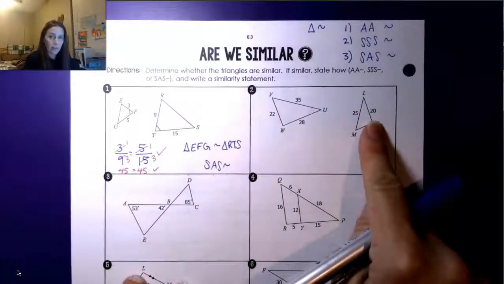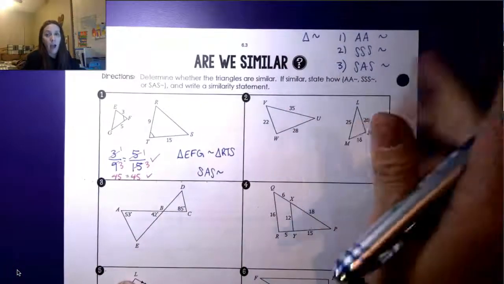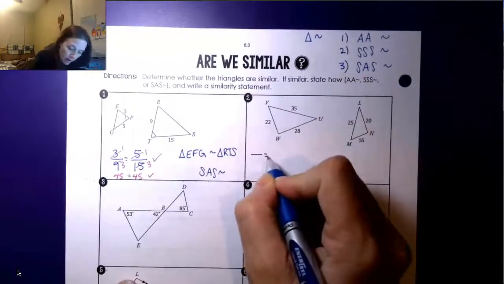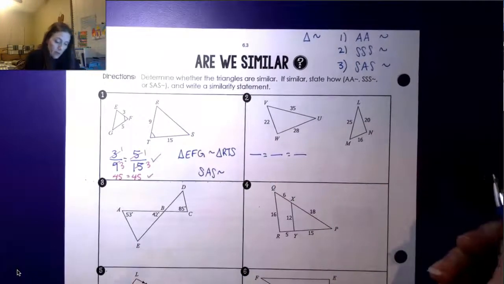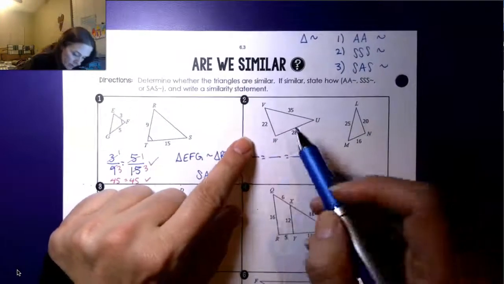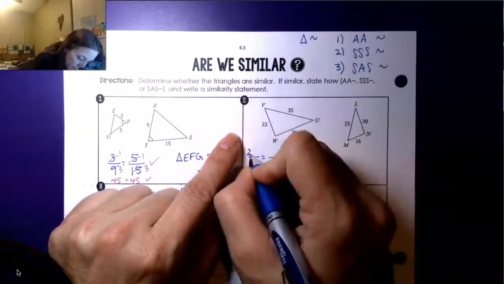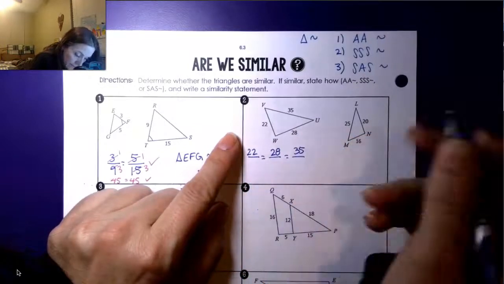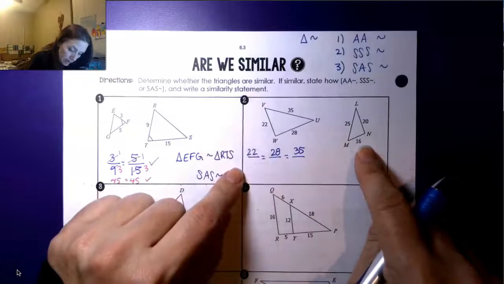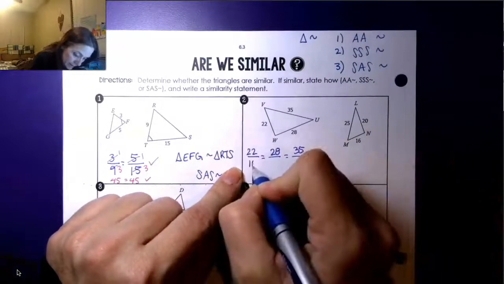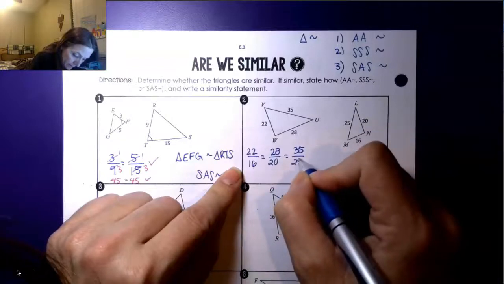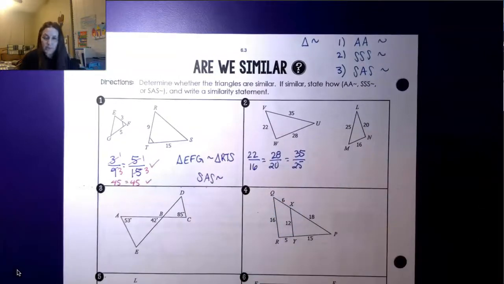Over here I don't have any angles, I only have sides. I'm going to assume it's going to be side, side, side, but I have to make sure all 3 sides are proportional. So I'm going to take the first triangle, I'm going to go small, medium, large. 22, 28, 35. Over here I'm going to go small, medium, large. 16, 20, 25. I want to see if I can simplify them all and have the same reduced ratio.